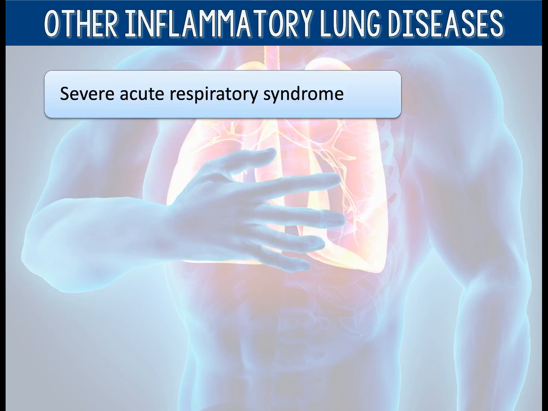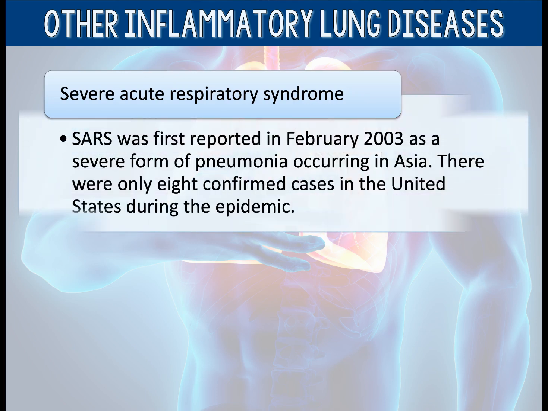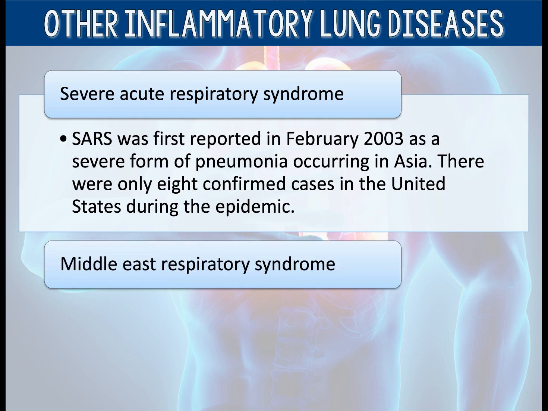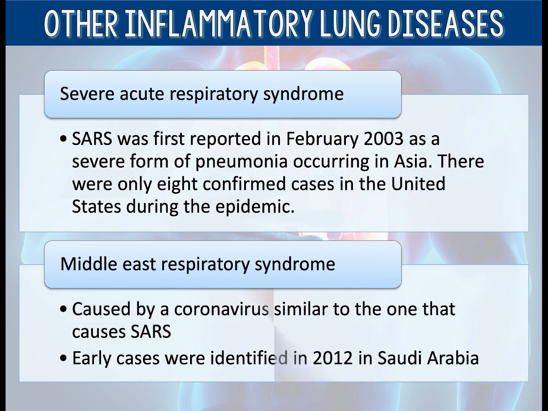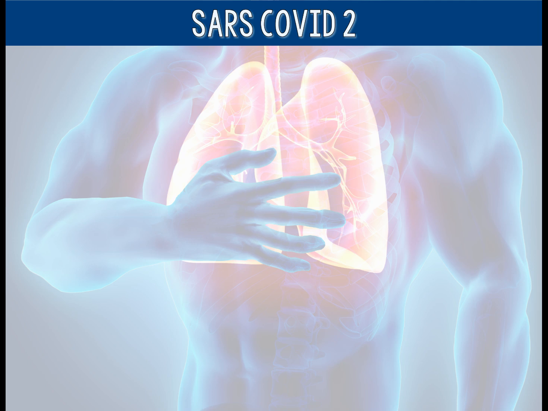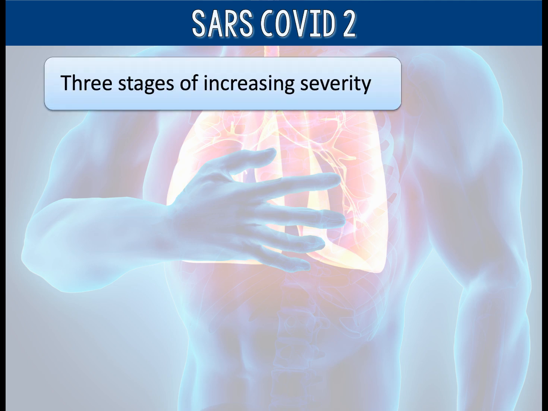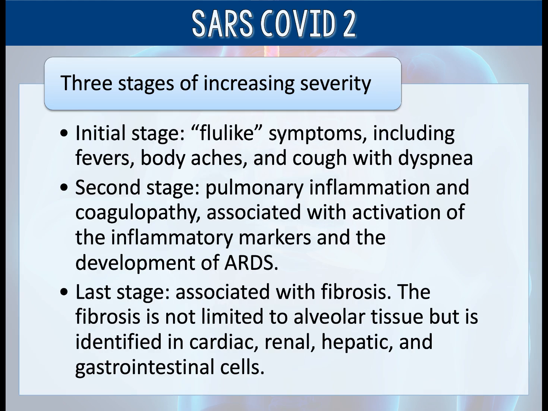Other inflammatory lung disease: severe acute respiratory syndrome, SARS, which was first reported in 2003. Then the Middle East respiratory syndrome came around, and this is also very similar to the COVID virus. And then of course there's SARS-CoV-2, where there are three stages of increasing severity.